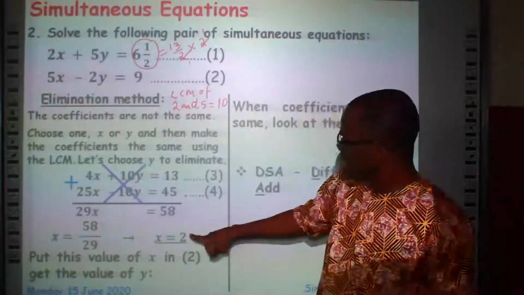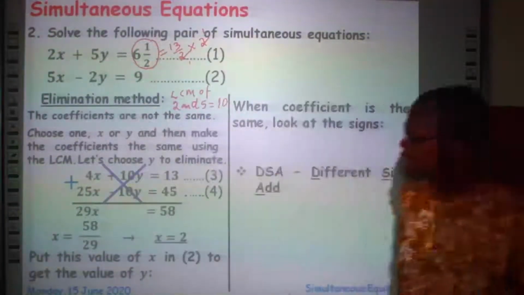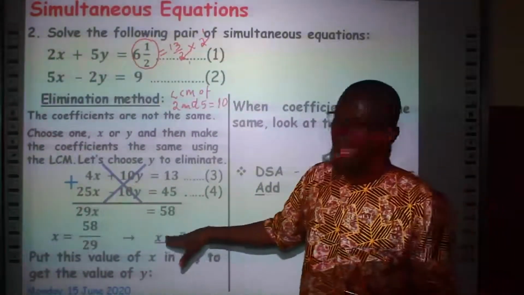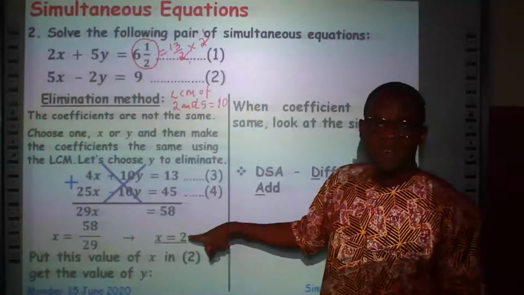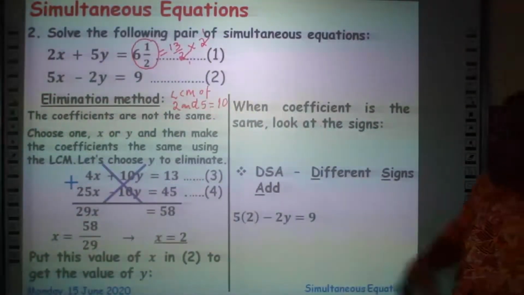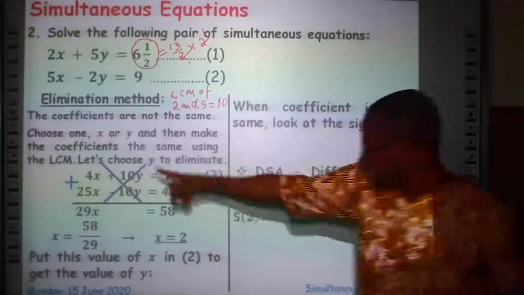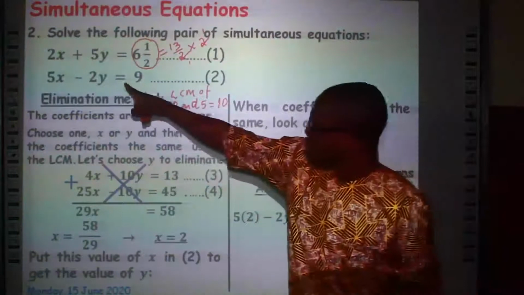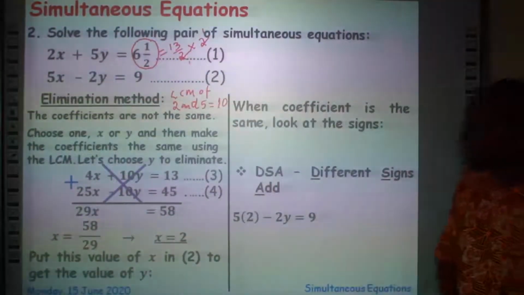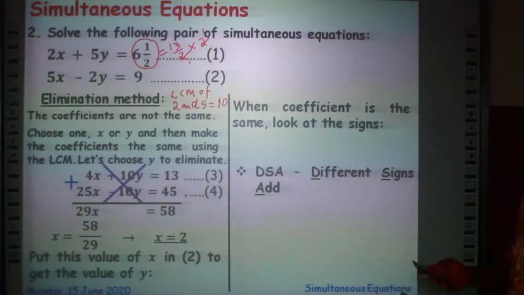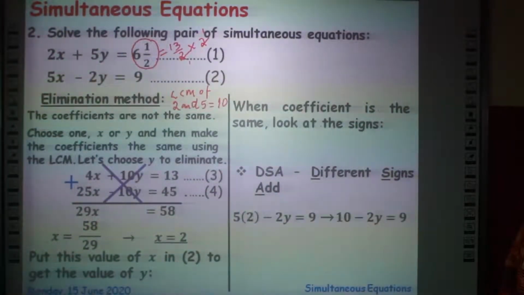So you put this value of x in equation 2. What it simply means is, anywhere you see x, you replace it with its value in equation 2. And so we have 5 times 2, since x is now replaced with 2, minus 2y is equal to 9. And of course, when you open the bracket, you have 10 minus 2y is equal to 9.